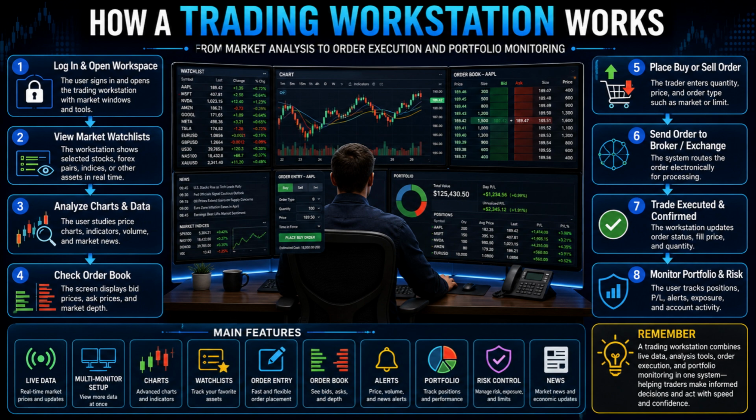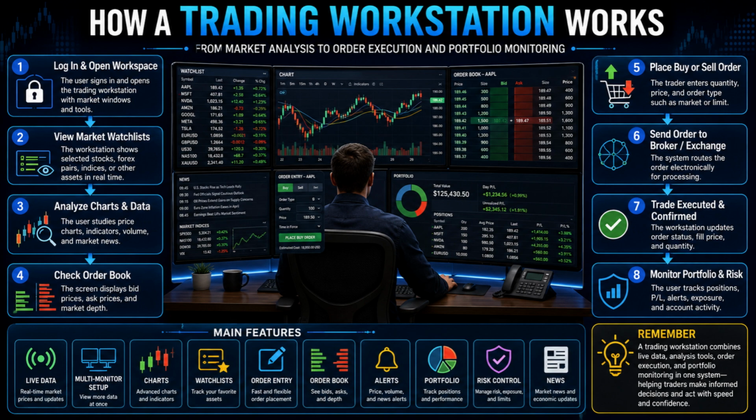Afterwards, the system sends the order to the broker or exchange electronically. The workstation acts like a bridge between the trader and the financial market, making sure the order is routed properly for processing and execution. When the order is matched in the market, the trade is executed and confirmed.